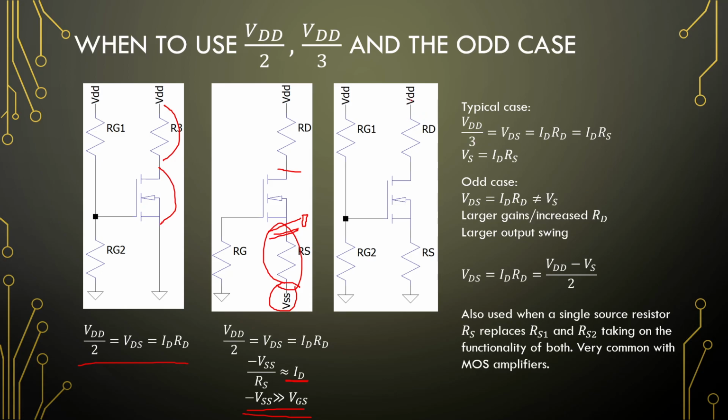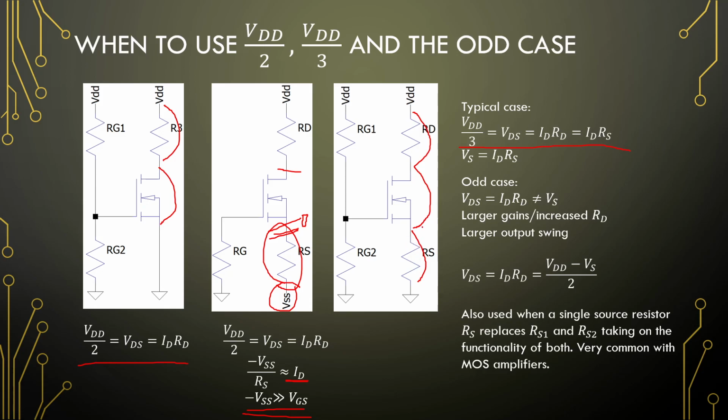Right. When you have a single rail and, let's say, 3 components like this, we always want these two to be the same. If we add the third one, there is the option to have all 3 components have the same voltage drop, so VDD over 3, making RD and RS the same resistor values.